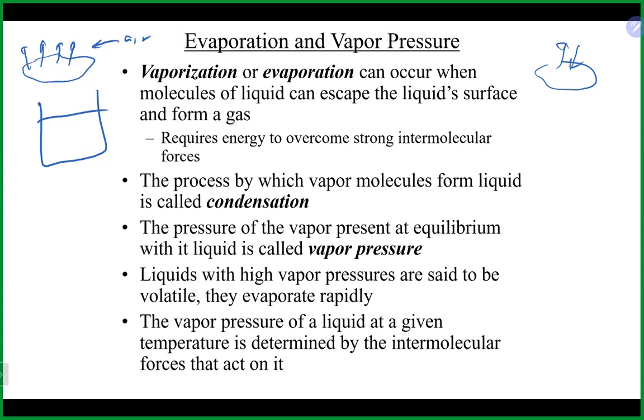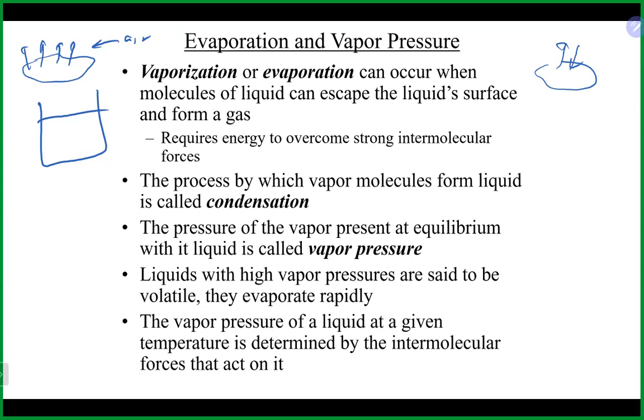Because of this rate of evaporation, you will have gas molecules above the liquid, and gas molecules create pressure, and that is really what the vapor pressure is. Liquids with high vapor pressure are said to be volatile. They will evaporate pretty quickly. If you have a high vapor pressure, you must have a lot of gas molecules above the liquid. And if you have a lot of gas molecules above the liquid, that means your liquid is evaporating at a relatively quick rate. That's why they will go into the gas phase really easily.